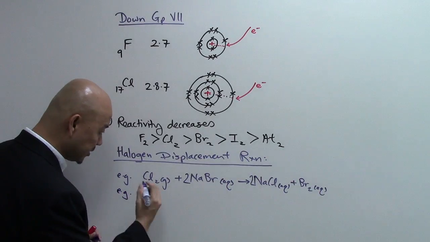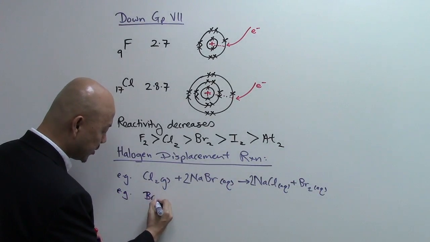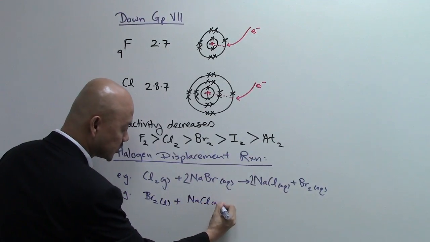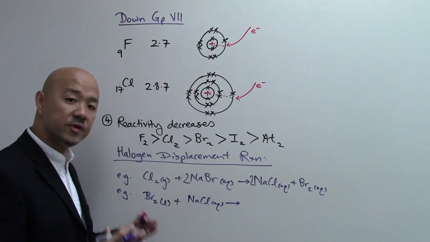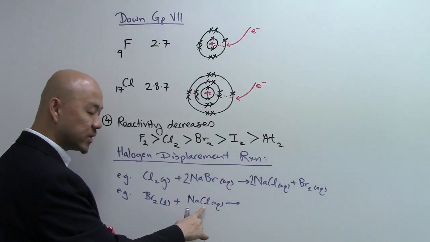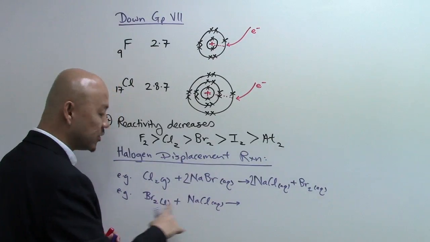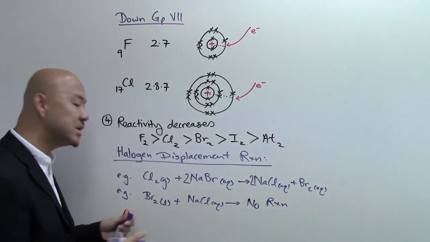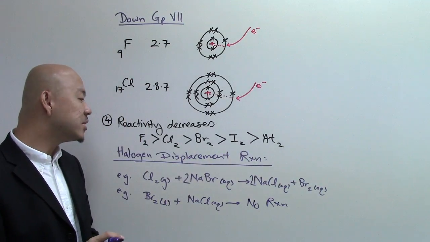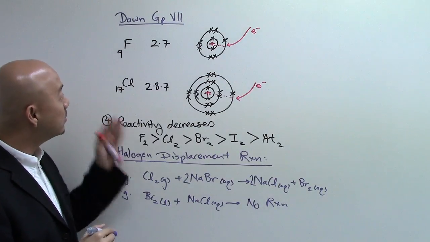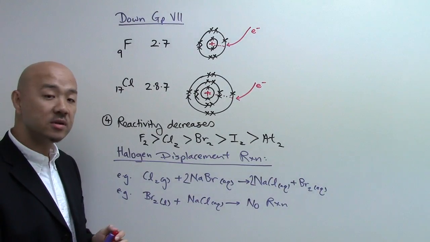Alternatively, if I add bromine liquid into sodium chloride solution, there will be no visible observation because bromine is less reactive than chlorine. So we will not be able to displace it. So there's no reaction at all. So in this case, you can show to the examiner that you understand halogen displacement and how reactivity of group 7 decreases down the group.